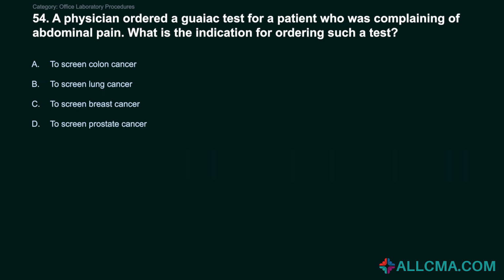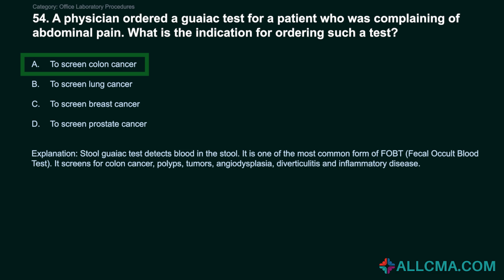54. A physician ordered a guaiac test for a patient who was complaining of abdominal pain. What is the indication for ordering such a test? A. To screen colon cancer. B. To screen lung cancer. C. To screen breast cancer. D. To screen prostate cancer. Correct answer, A. To screen colon cancer. Stool guaiac test detects blood in the stool. It is one of the most common forms of FOBT, fecal occult blood test. It screens for colon cancer, polyps, tumors, angiodysplasia, diverticulitis, and inflammatory disease.